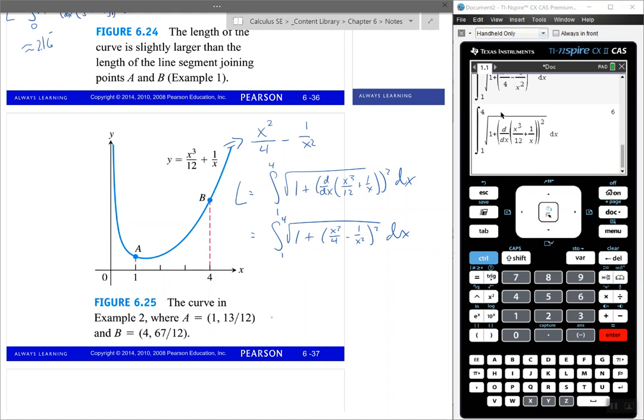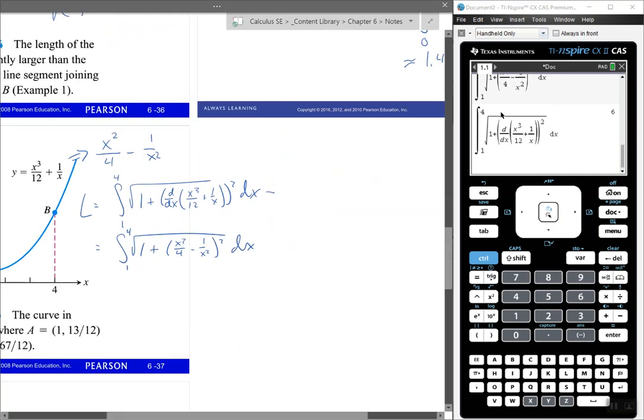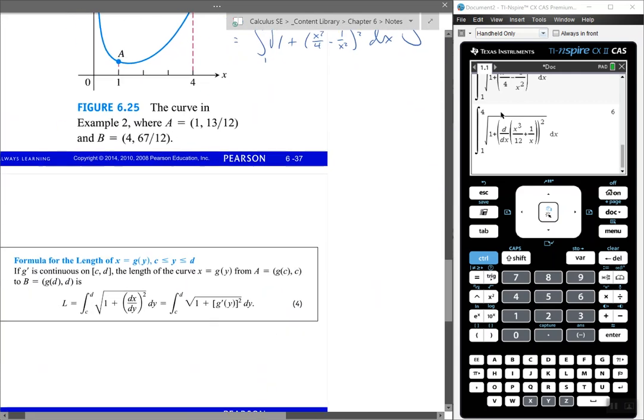And we get 6. Okay, great. So we have the same answer both ways, again verifying that the calculator will do the work for you. Don't waste the time if you don't need to.